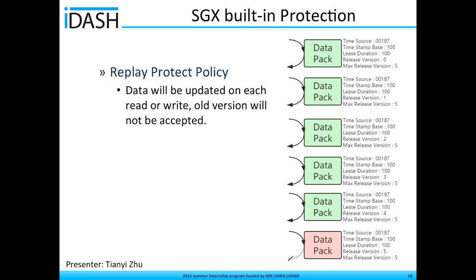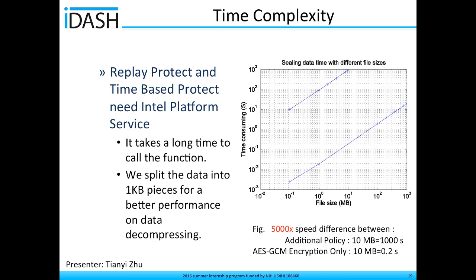But a problem will come. That is the time complexity. Well, the replay protection policy and the time-based policy need to call the Intel platform service. And as we tested, it really takes a very long time to call those functions. And this picture shows you the difference between the AES GCM encryption only and the additional policy encryption.